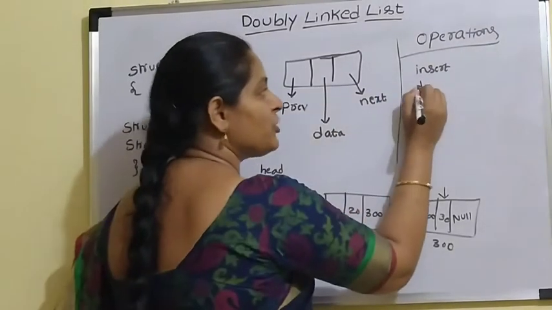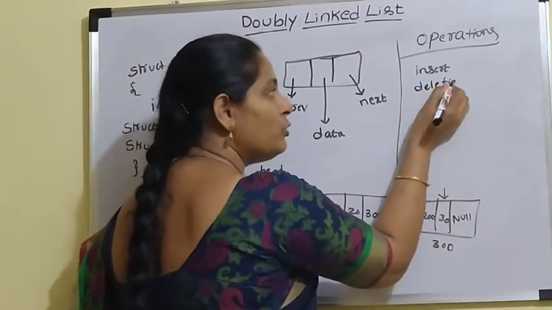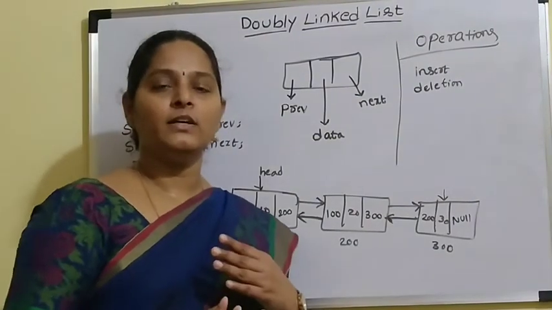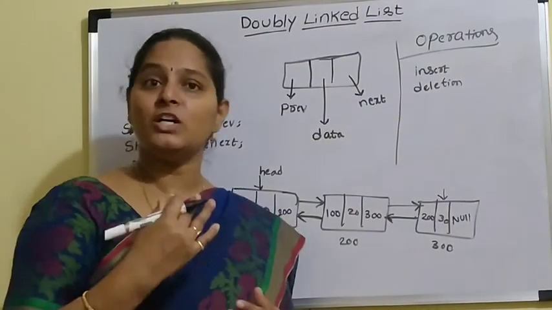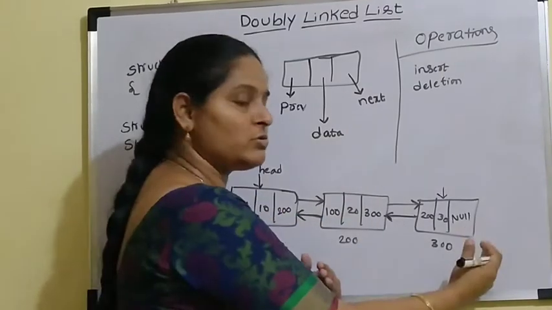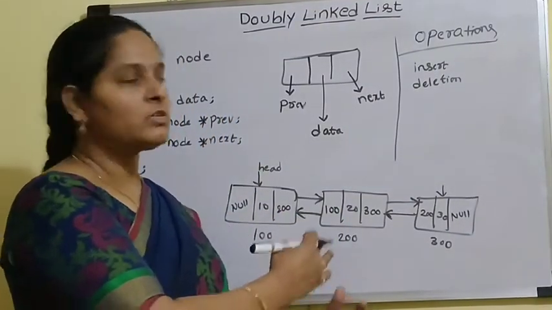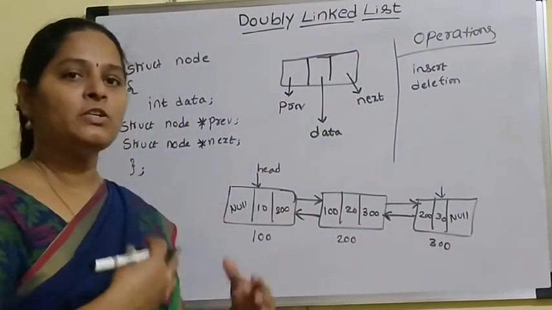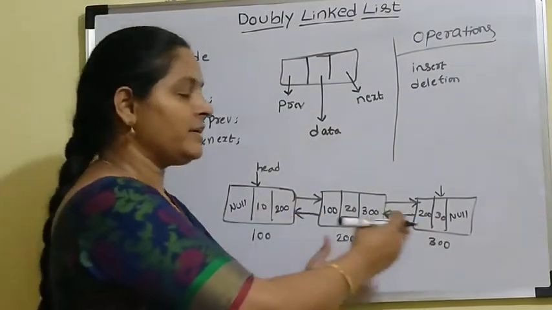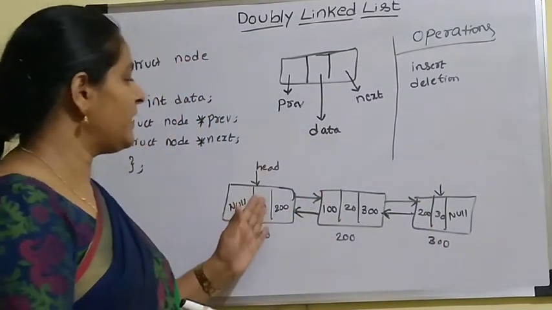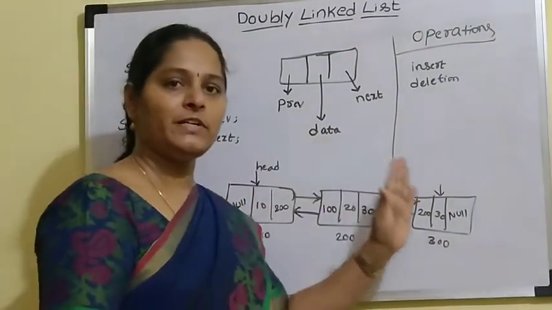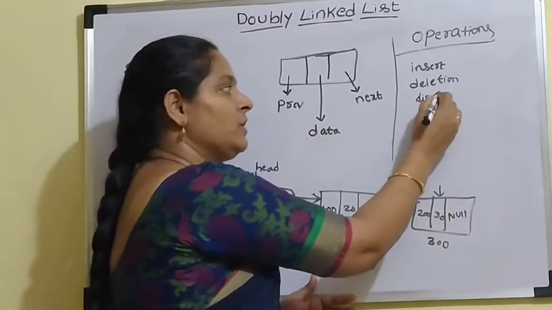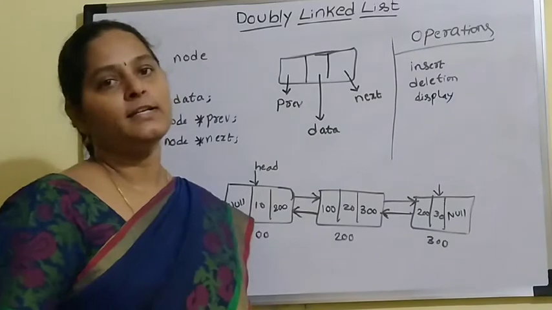Similarly, in the case of deletion also, if you want to remove some node from the doubly linked list, you have to think about which node you want to delete. Whether you want to delete the first node, the last node, or the middle node. So those three cases you have to check. If you want to print the contents of the nodes, then from the head node you have to traverse each and every node. While traversing, you can print the contents of the nodes. So that we call the display operation.